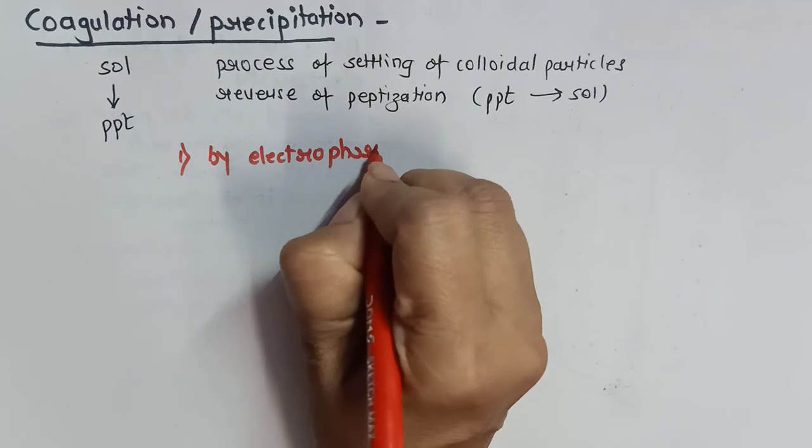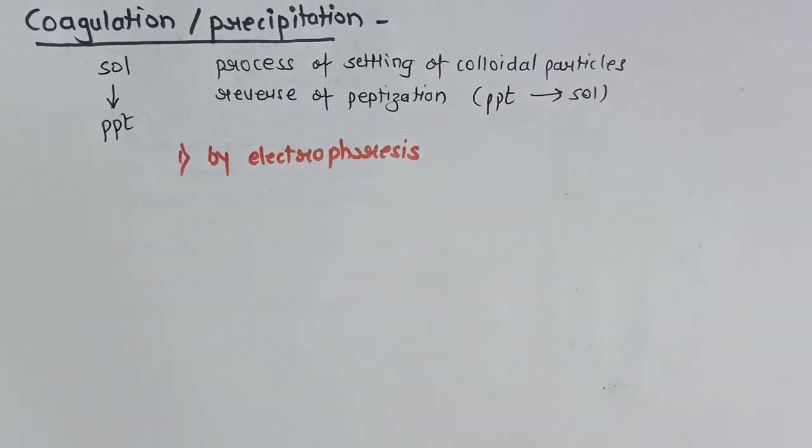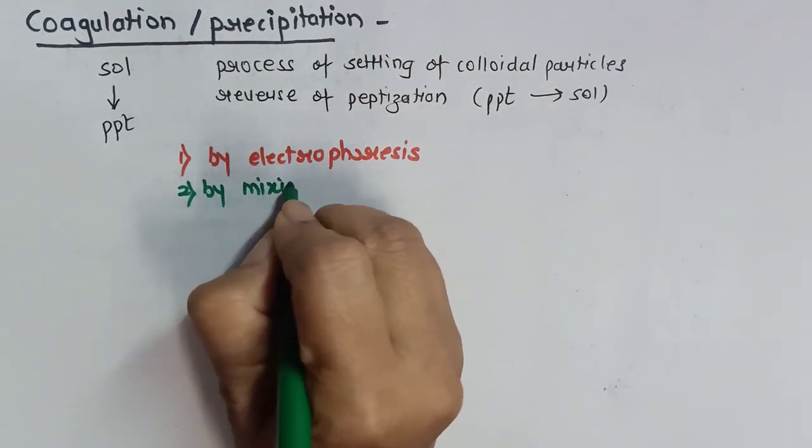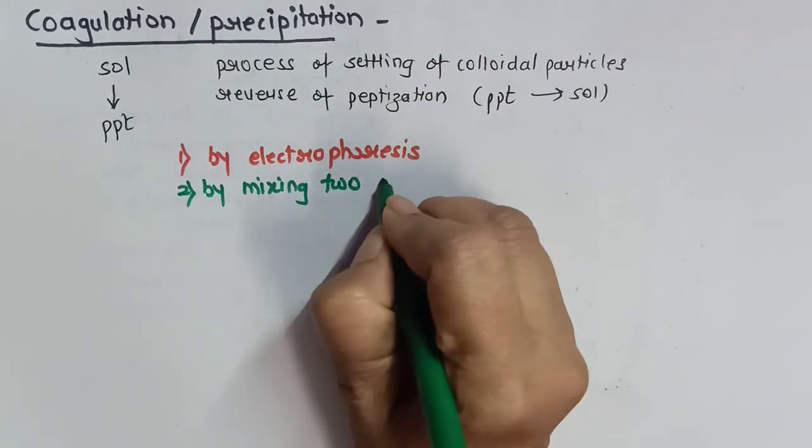which we discussed just now. The charged particles will move to the oppositely charged electrode, get neutralized there and settle down. The second is by mixing two oppositely charged sols.